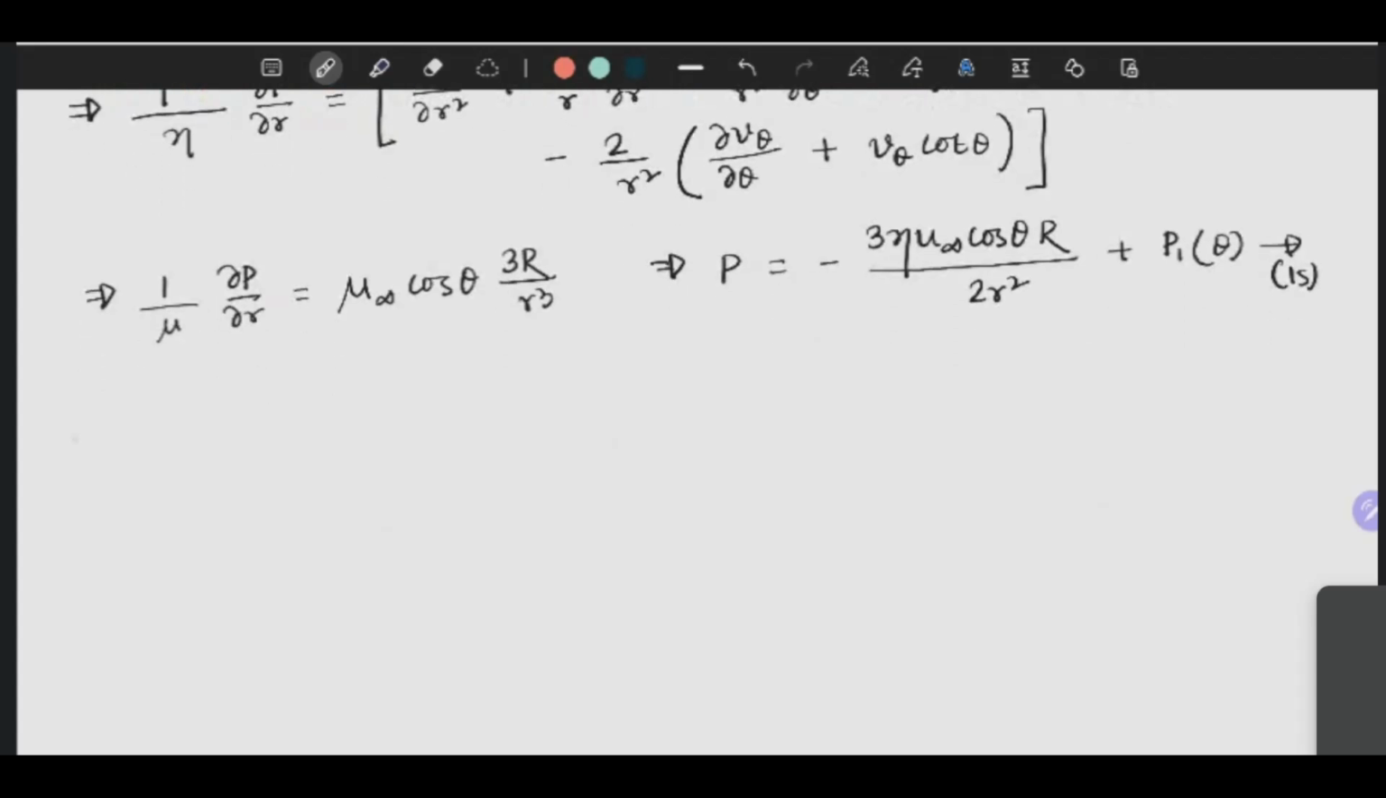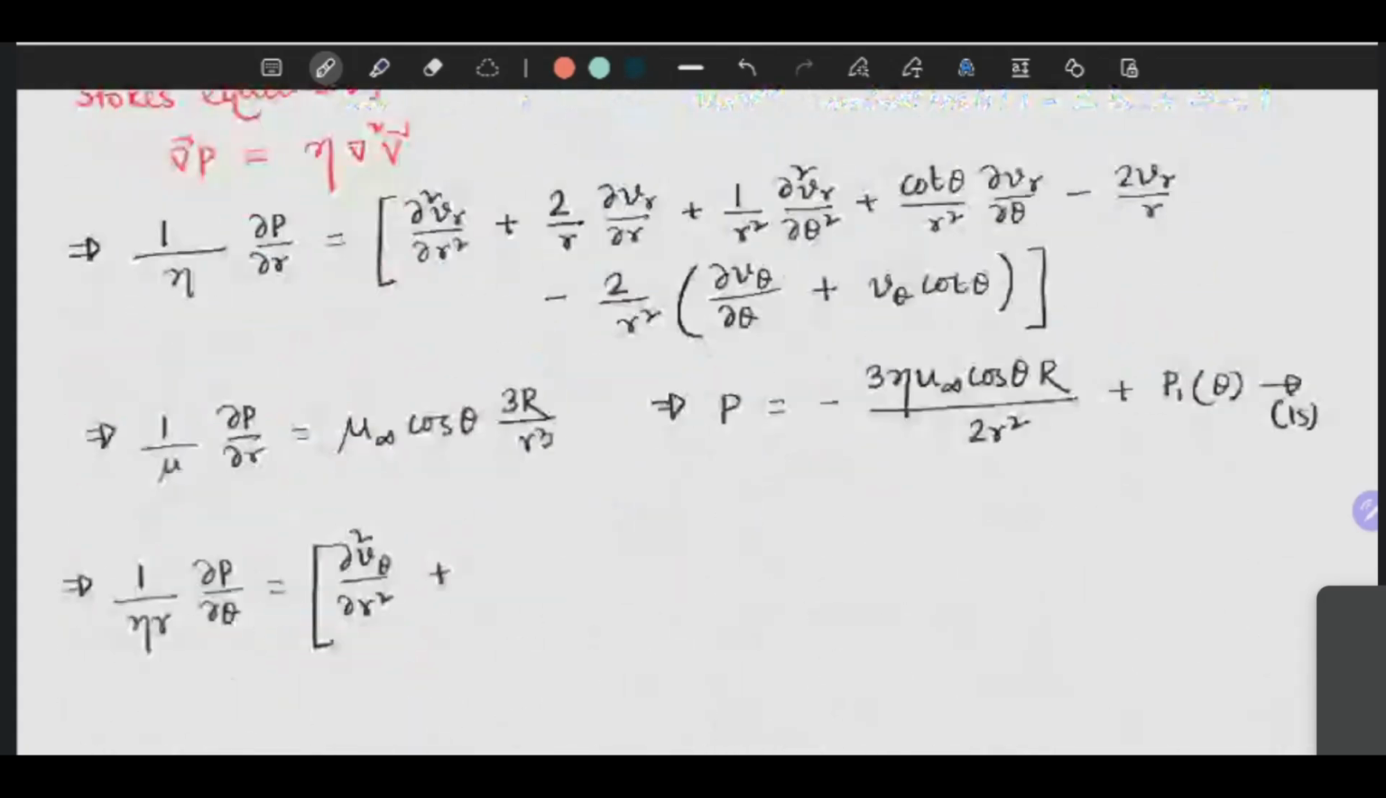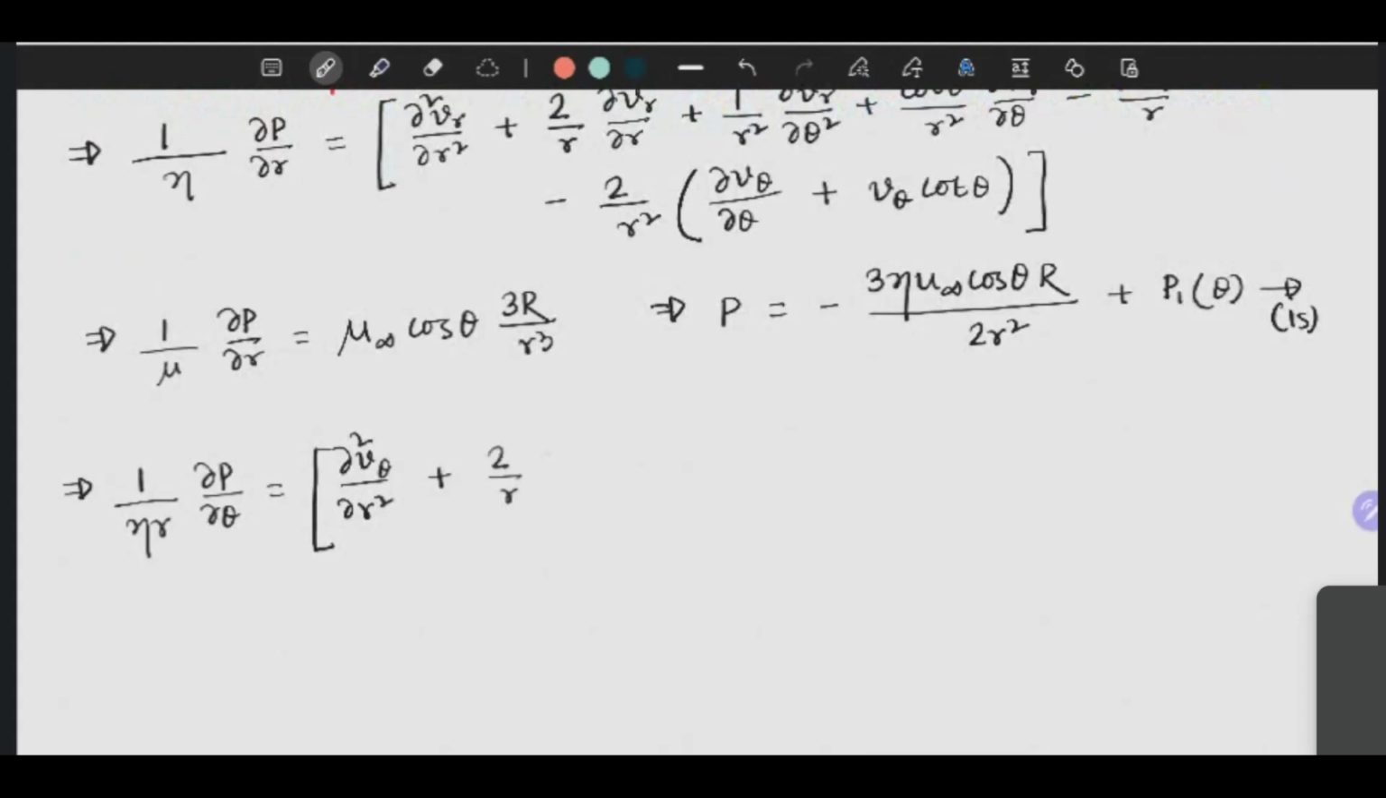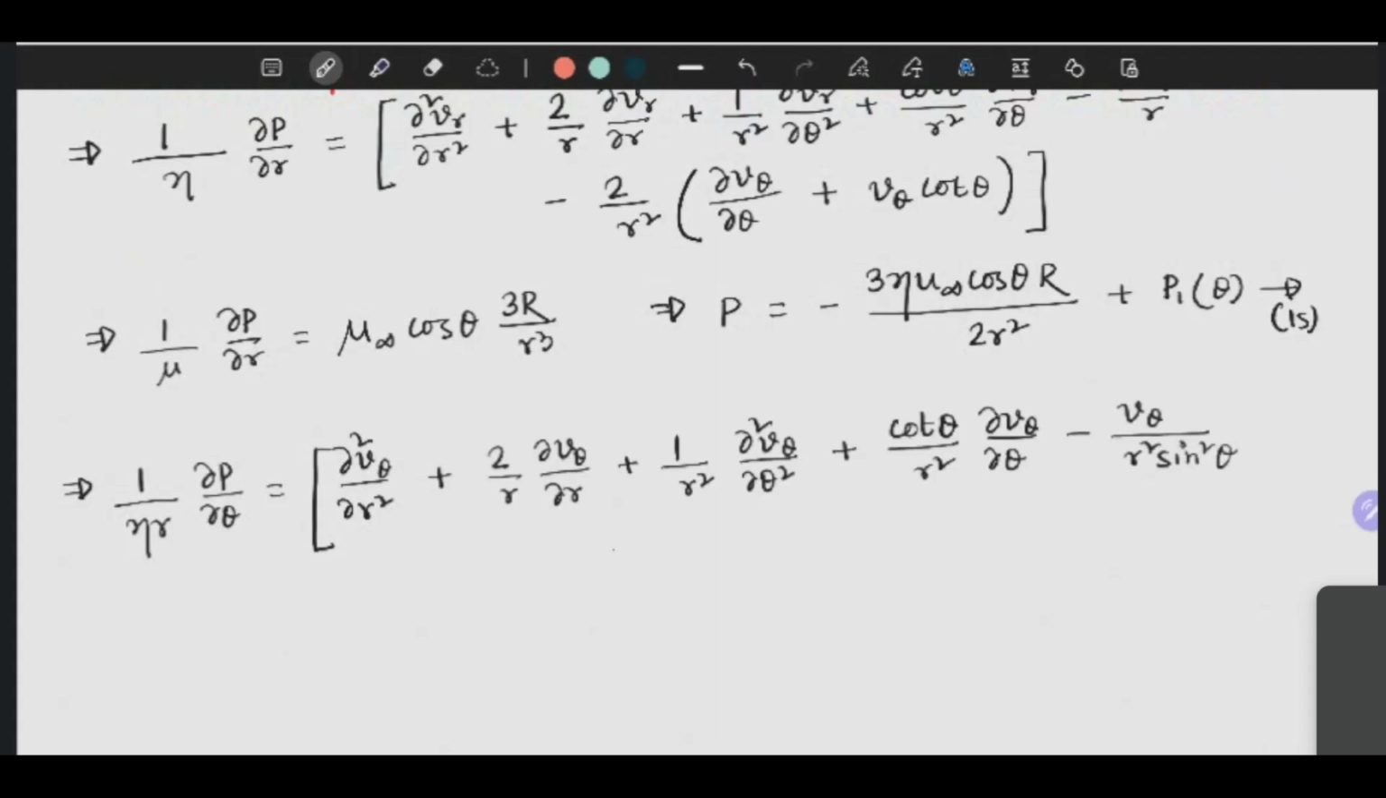By the same thing, if you do then 1 by eta r del p del theta, that becomes del 2 v theta del r2 plus, because you know here v theta is also r dependent, 2 by r del v theta by del r plus 1 by r square del 2 v theta by del theta 2 plus cot theta by r square del v theta by del theta minus v theta by r square sin square theta plus 2 by r square del v theta by del theta.